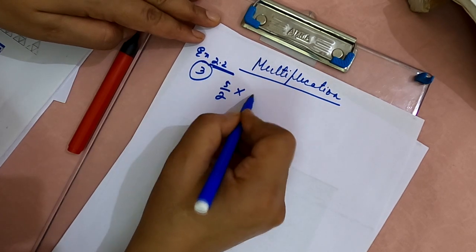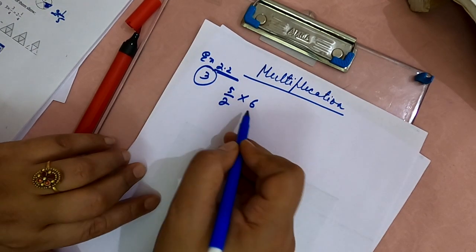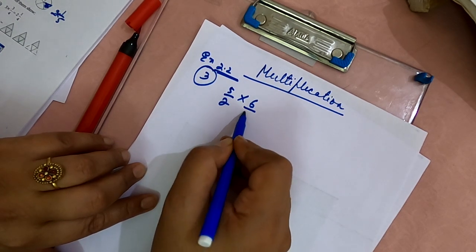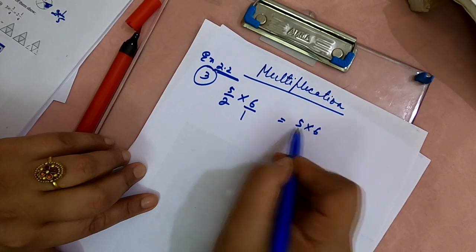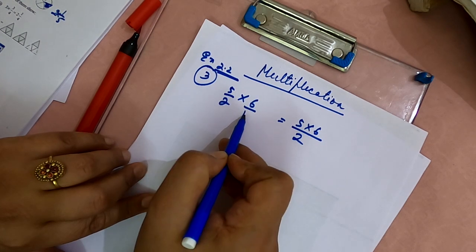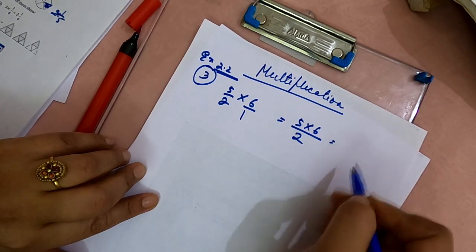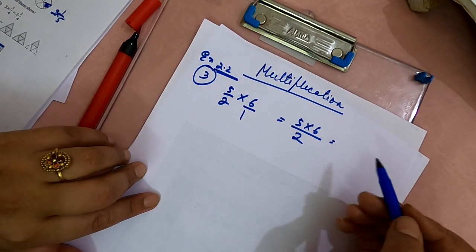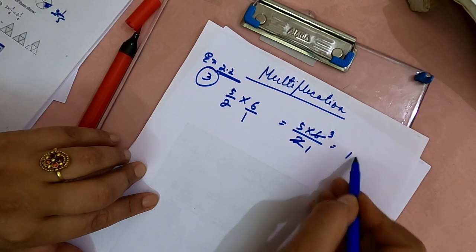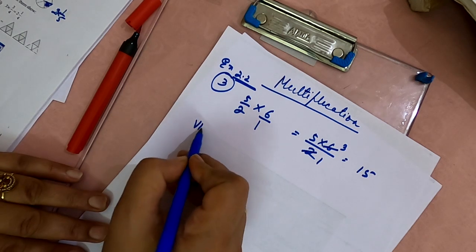5 upon 2 multiplied by 6. Clear? 5 upon 2 multiplied by 6. You know that this is a whole number, this is a fraction. So ultimately in these kinds of questions, what do we do? 6 can be written as 6 by 1. That is equal to 5 into 6 upon 2 into 1. We multiply numerator with the numerator, denominator with the denominator. So the answer is 5 into 6, that is 30 by 2. So we have to reduce it to the lowest term. So let us cancel here itself. You know that 2 1s are 2, 2 3s are 6. Answer is 15. Clear?